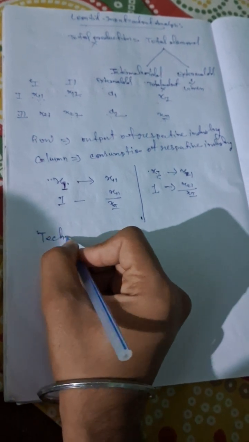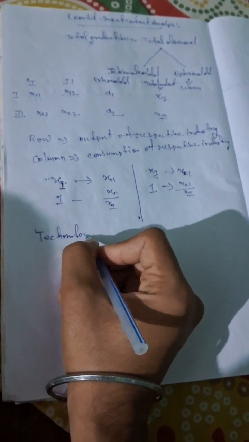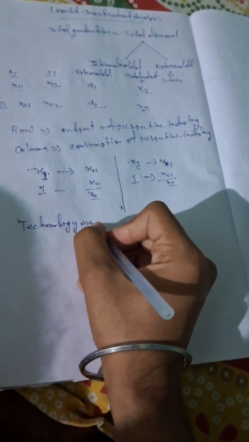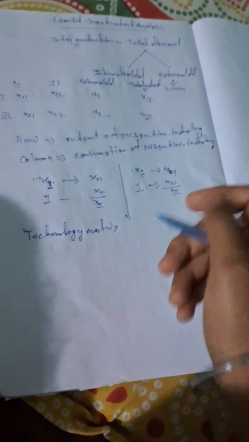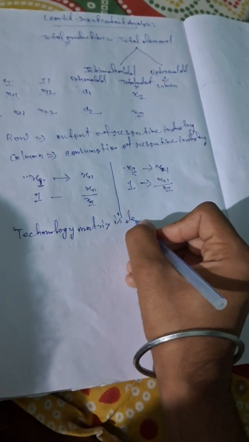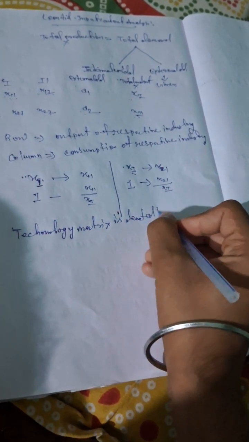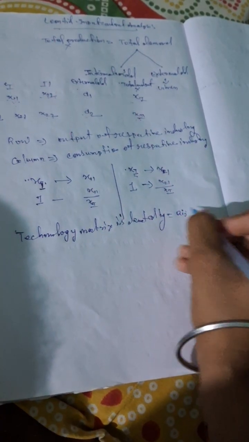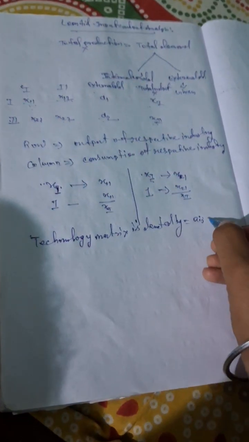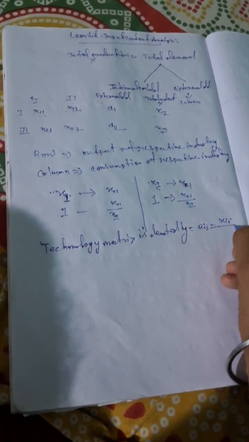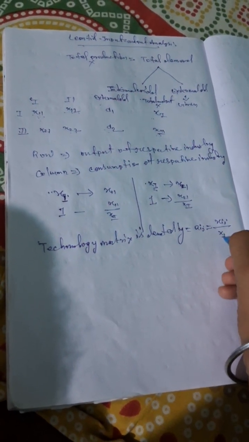The technology matrix is denoted by Aij, which is equal to Xij divided by Xj.